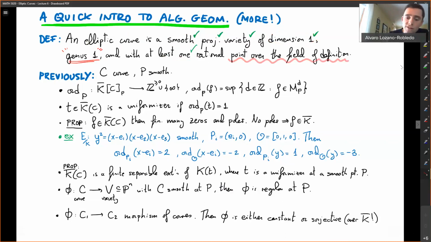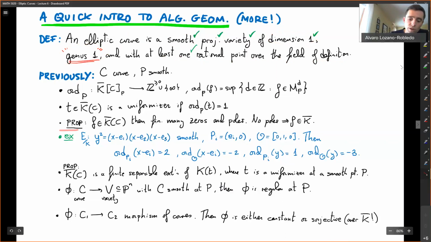So it remains to define the genus of an elliptic curve, and that's the more complicated invariant of the curve, and that's where we're going. All right, so last time we talked about the order of vanishing at a point. We talked about uniformizers, zeros and poles.